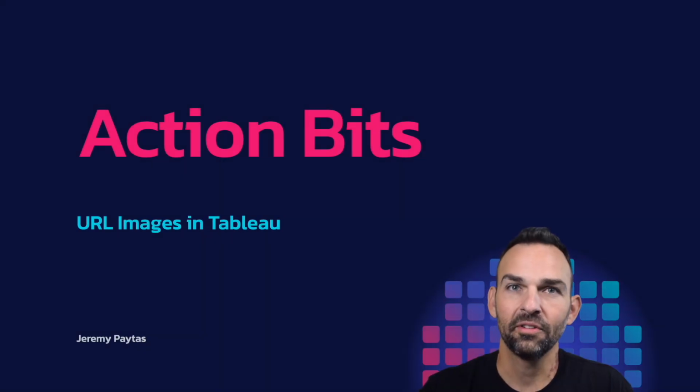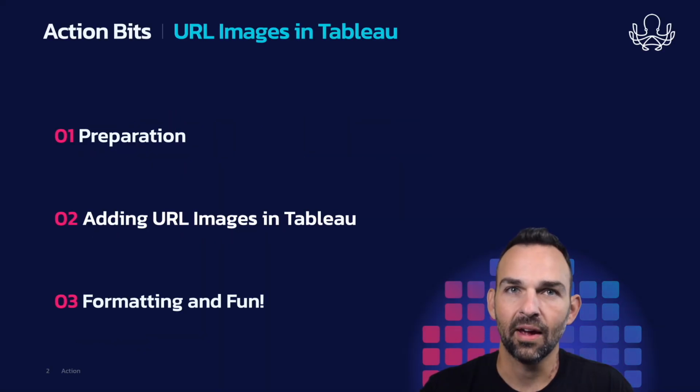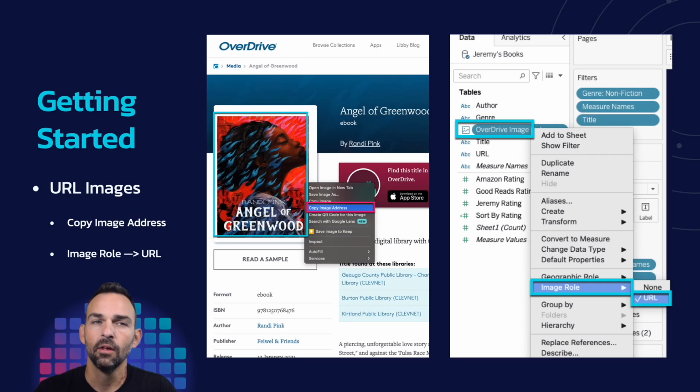Hello and welcome to this action bit on URL images in Tableau. Step 1, preparation. Step 2, adding the URL images to Tableau. And in step 3, we're going to have formatting and a little bit of fun. So in order to get started, you really just need two things. You need the URL image location, which is as simple as copying the image address. And then in Tableau, you need to assign the image role to URL. So let's go ahead and do that.